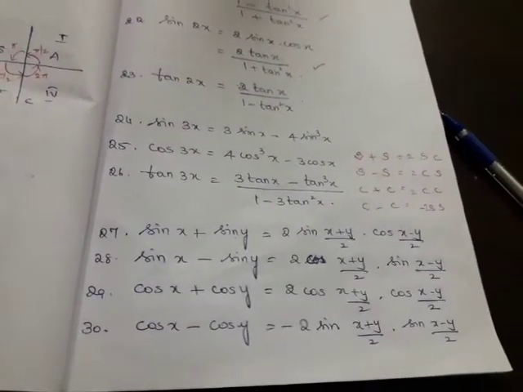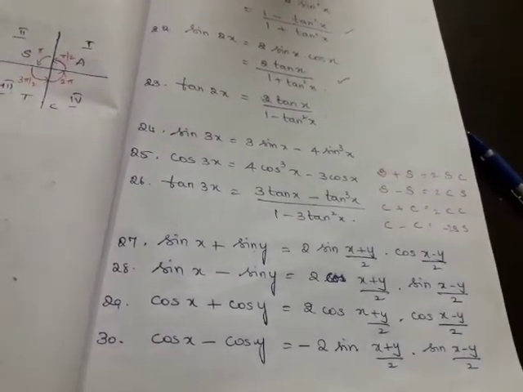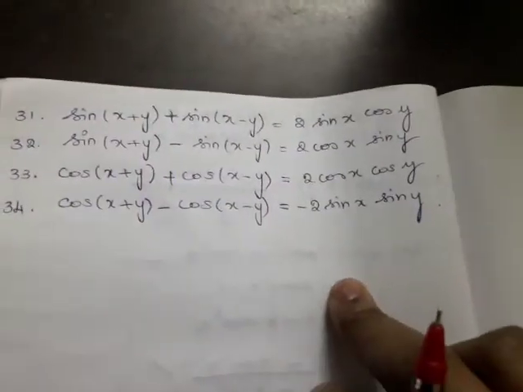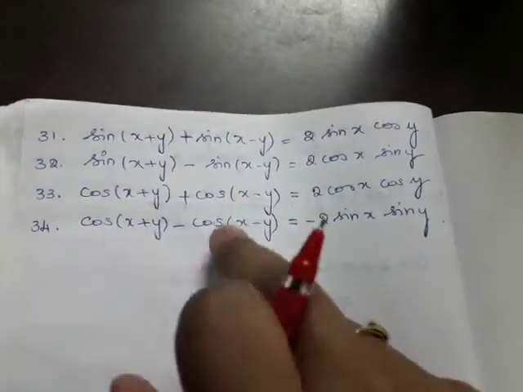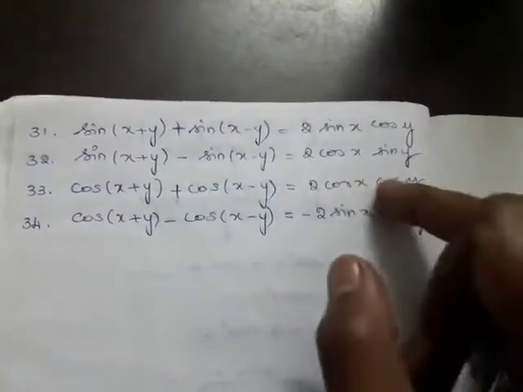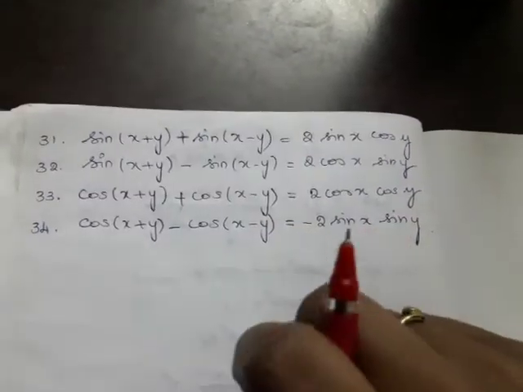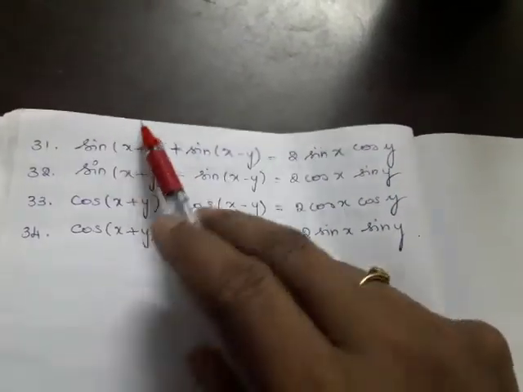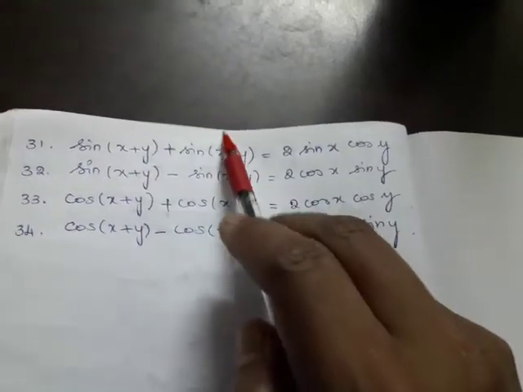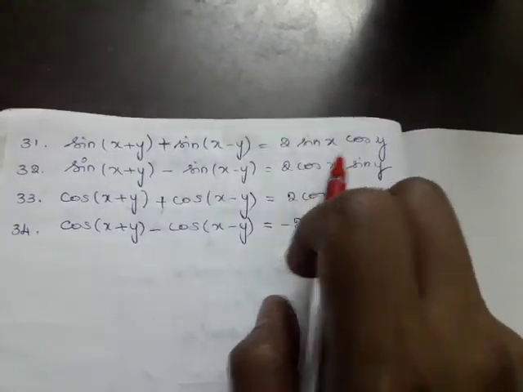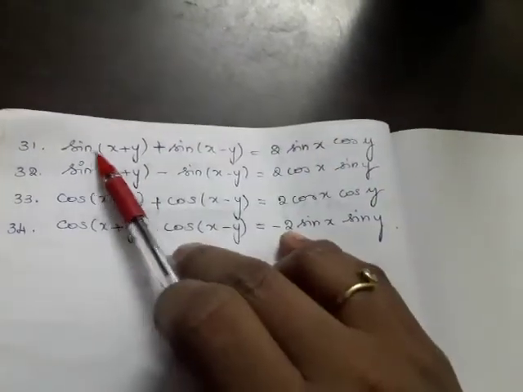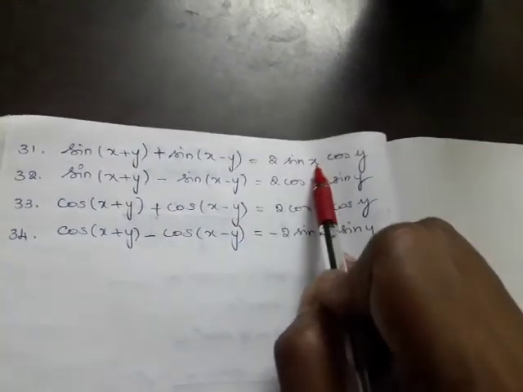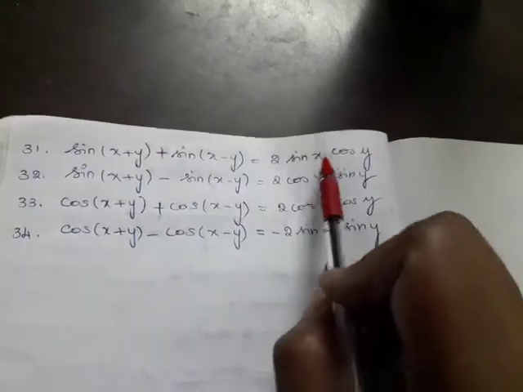Now, we are going to have the similar identities in the next set. The same set of identities: s plus s, s minus s, c plus c, c minus c, s c, c s, c c, s s minus. But what is the difference between there and here? There we had only single angles, like sin x plus sin y. Here we have the sum of two angles and the difference of two angles. Instead of x we have x plus y, and here we have x minus y. So here what we should do is add these two angles and divide by 2.